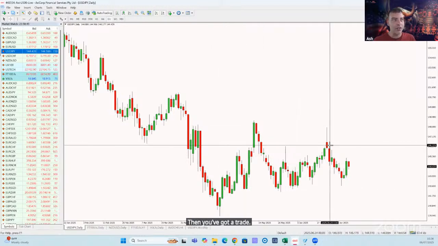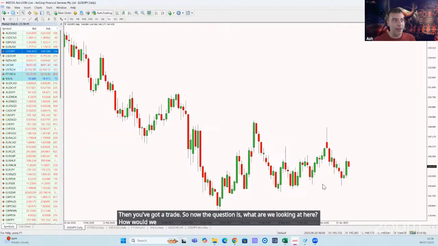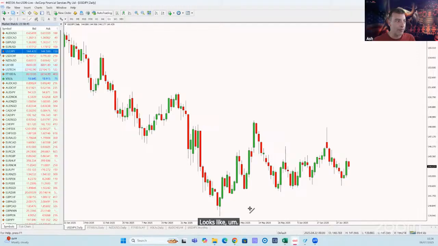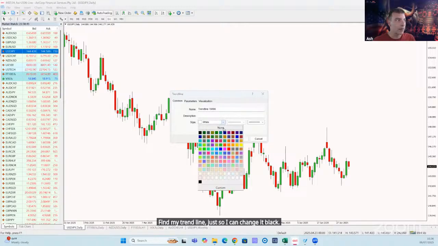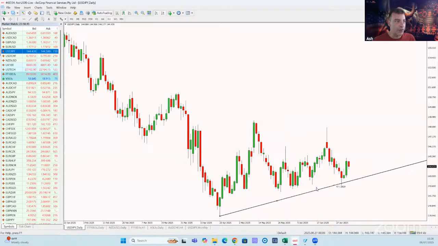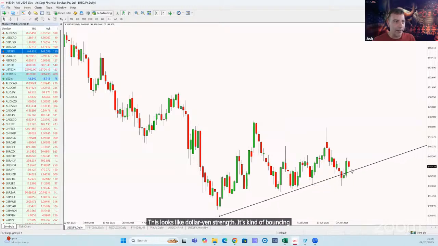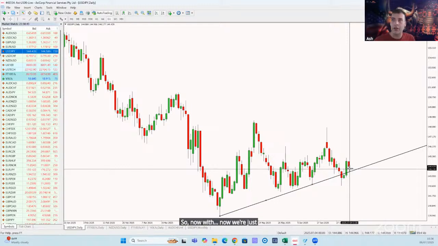So now the question is, what are we looking at here? How would we participate? Now, this to me looks like dollar yen strength. Find my trend line so I can change it to black. This looks like dollar yen strength. It's bouncing off a level. It's managed to get above here. So now we're purely focusing on timing.